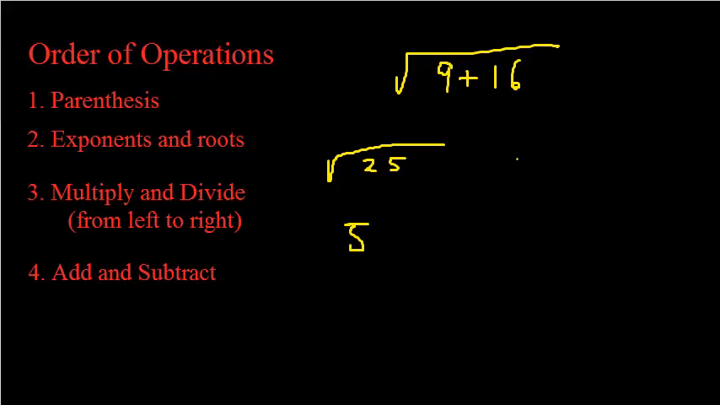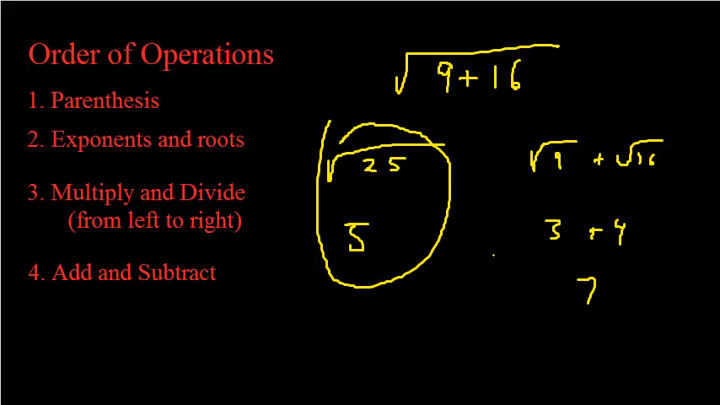It is not the same as if we split this up, the square root of 9 plus the square root of 16. That would give us 3 plus 4, or 7. This is the correct way to do it. This is not. So when we're working out roots, basically we can treat whatever's inside the root as having parentheses around it, and then we work out what's under the square root first.